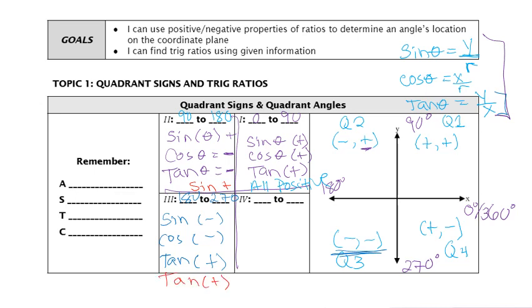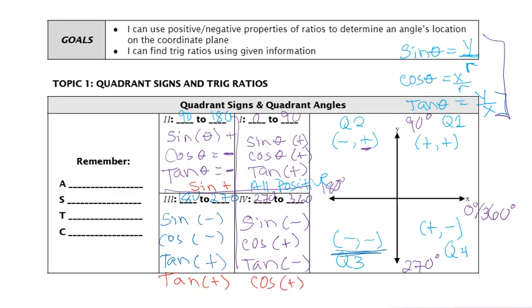And then finally in quadrant 4, we're going from 270 to 360. In this quadrant, since the x values are positive, only cosine is going to be positive, and the rest are going to be negative. So in this fourth quadrant, only cosine is positive.